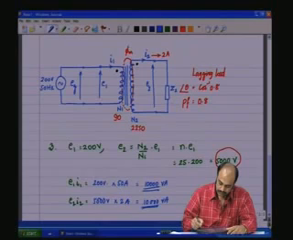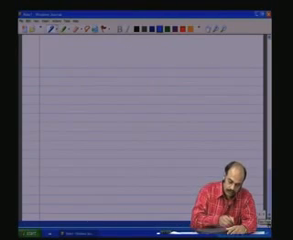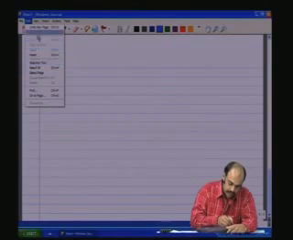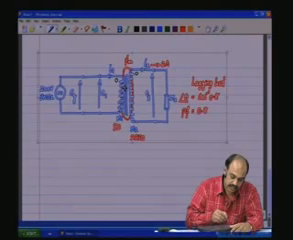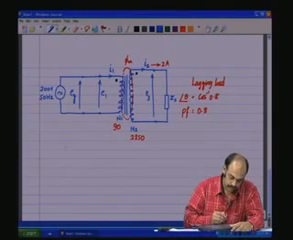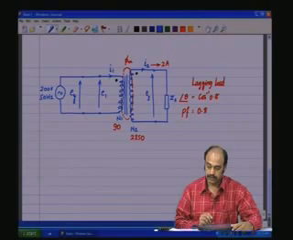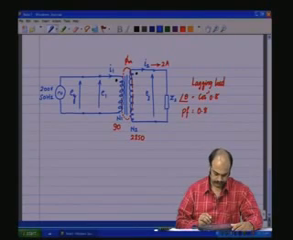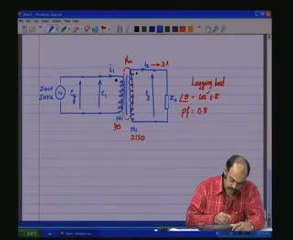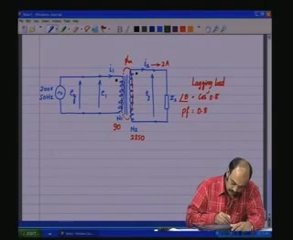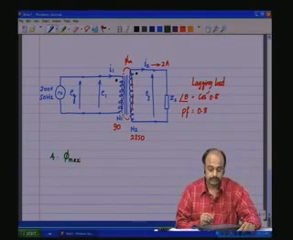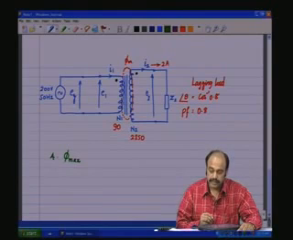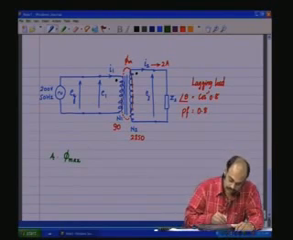Then what other information can we extract from this particular diagram? What is phi max that one can extract from this diagram?